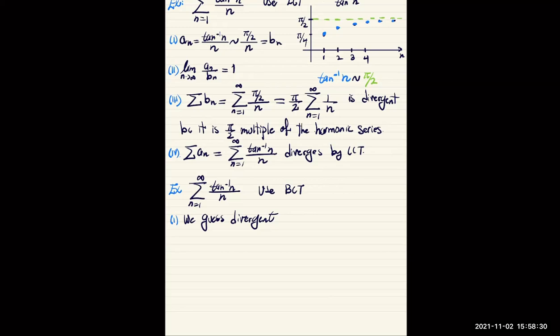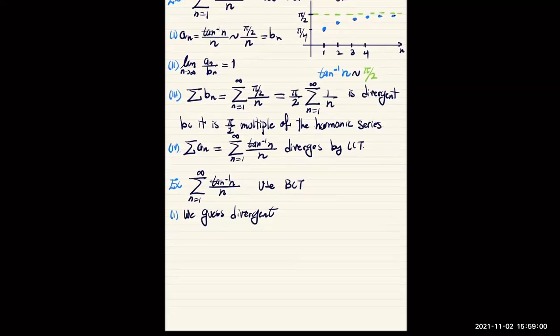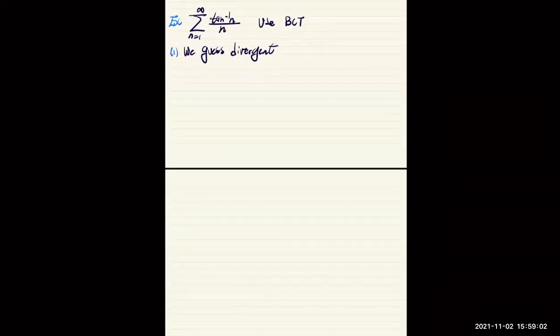Guessing divergent. I guess, again, the logic would be that tangent inverse of n, as n goes to infinity, is just acting like a horizontal line. And therefore you have that times 1 over n, which is the harmonic series, therefore divergent. That would be our guess. Again, this guessing part is something we don't like with the basic comparison. Okay, so step 2.